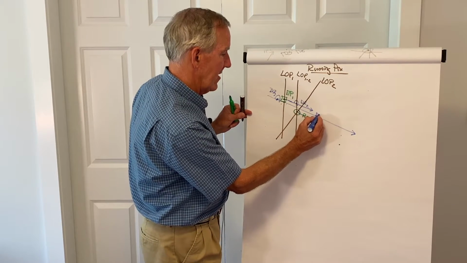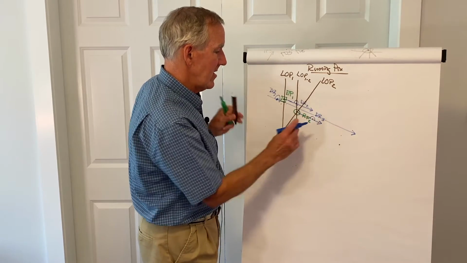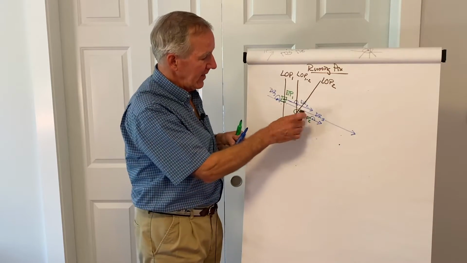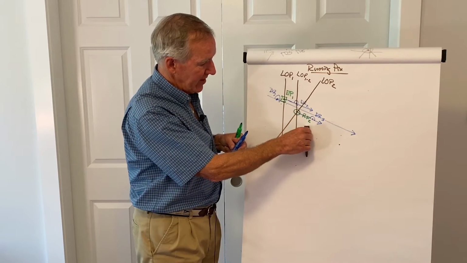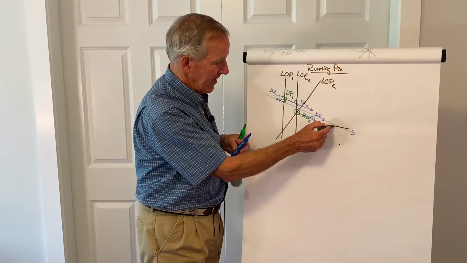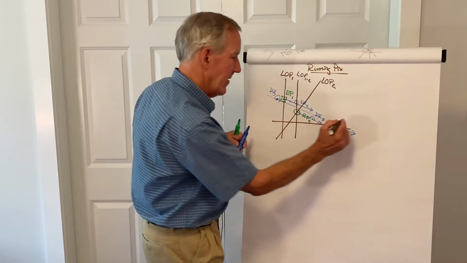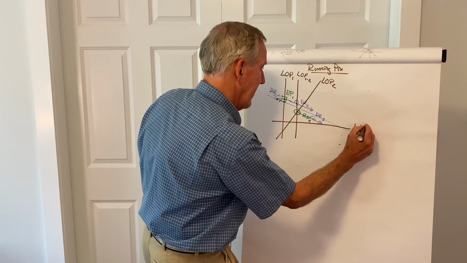This becomes DR3, and the sun is now due south. So let's say that the line of position is right in here. That's our local apparent noon sight.